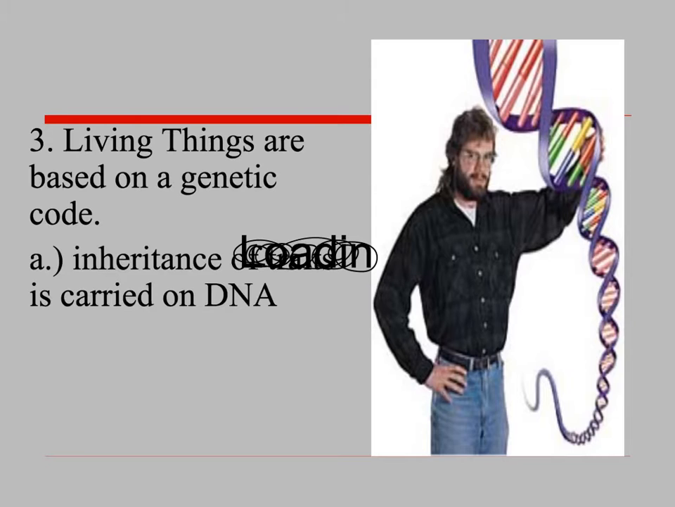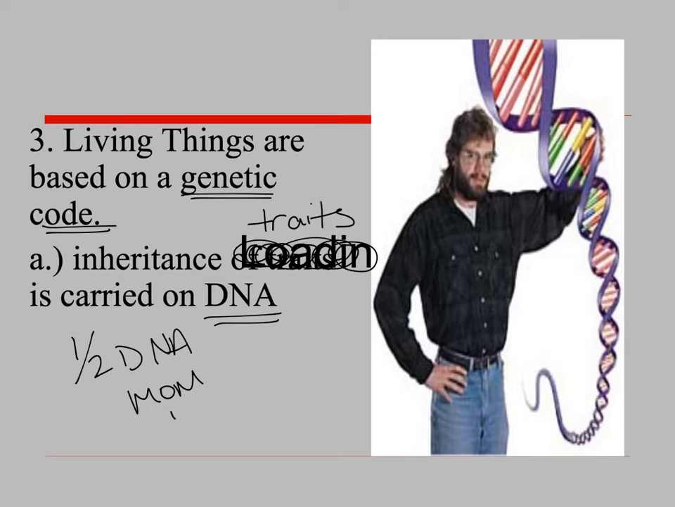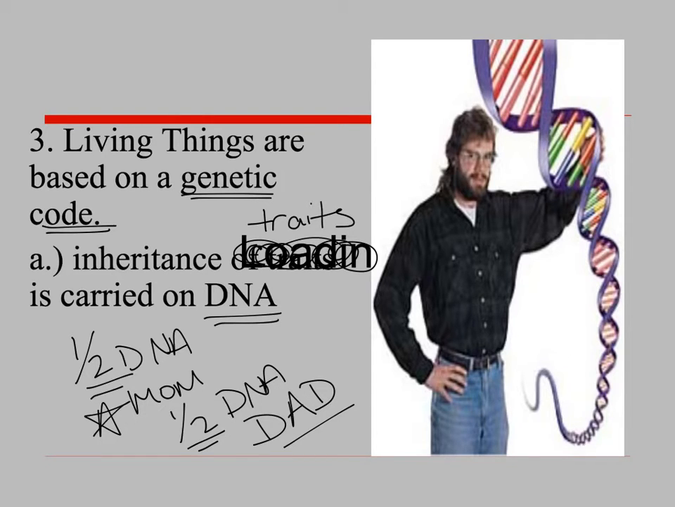The third characteristic of living things is that all living things are based on a genetic code. You inherited your traits on your DNA, and you got those traits from your parents. You got half of your DNA from mom and half of your DNA from dad. Now that doesn't mean that you are exactly half mom and half dad. When we get into genetics, we'll start to understand that some traits are expressed and some traits are not expressed. So even though you got half of your DNA from mom and half from dad, you might still look a lot like mom, or you might still look a lot like dad. We'll understand that more in our genetics unit.